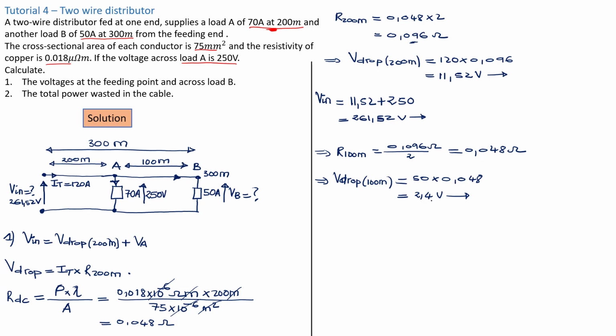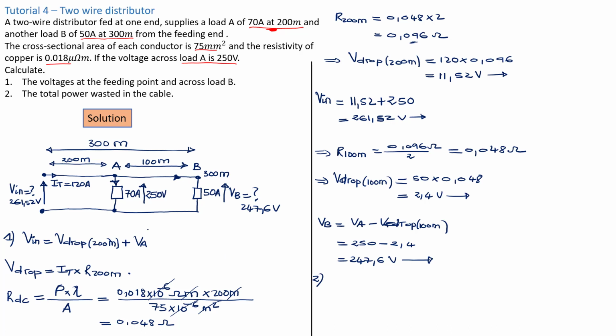So now we can go ahead and find the voltage at this point. VB is going to be VA minus the V drop of the 100 meters section. So that's going to be 250, obviously, minus 2.4 volt, and it gives us 247.6 volt.